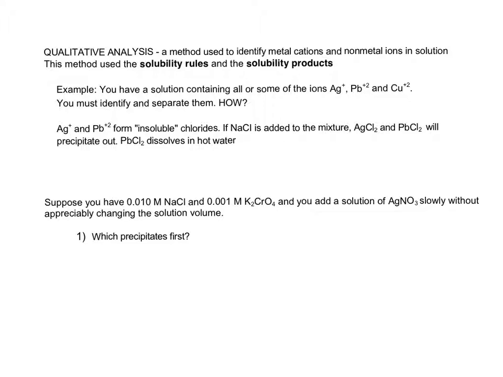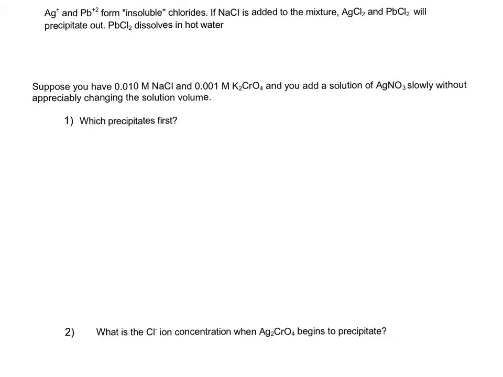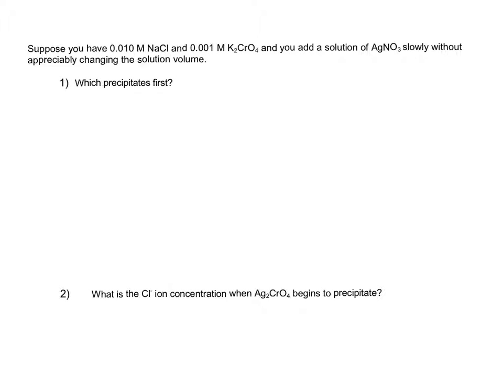Let's try a problem here. It says, suppose that you mix 0.01 molar NaCl with 0.001 molar K2CrO4, and you add a solution of AgNO3 slowly without appreciably changing the solution volume. Which one would precipitate first?